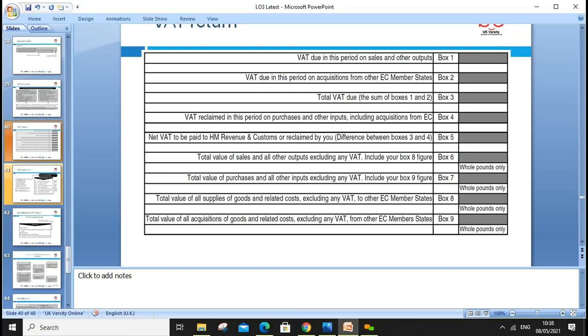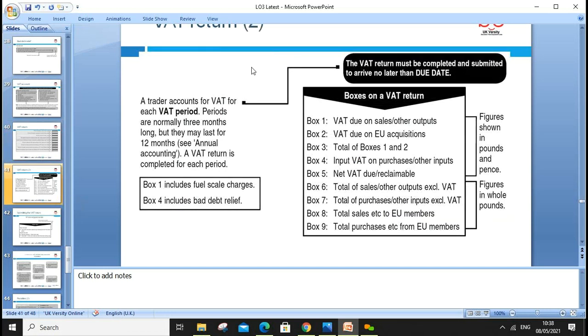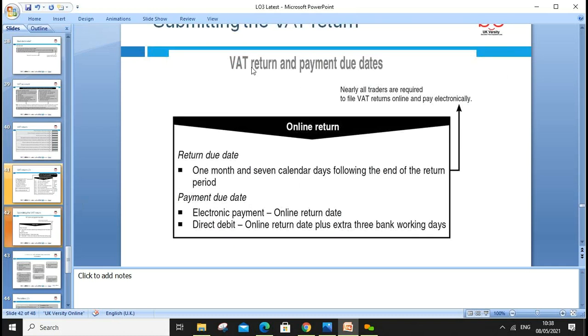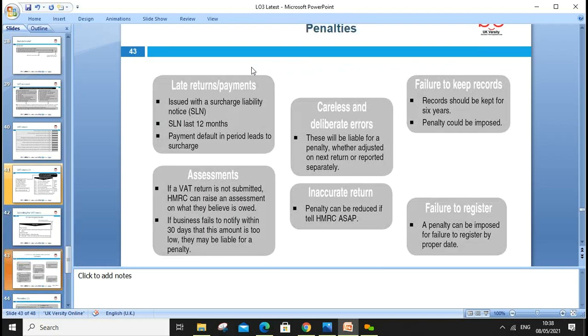Box 6 shows the value of sales. Box 7 shows the value of purchases. Box 8 shows the value of goods related to EU member states, and box 9 shows the acquisitions from EU countries, because you can see here how much purchases and sales we have within the EU. That's the purpose of HMRC maintaining it this way. Okay, any questions? Okay, we can do the online return.